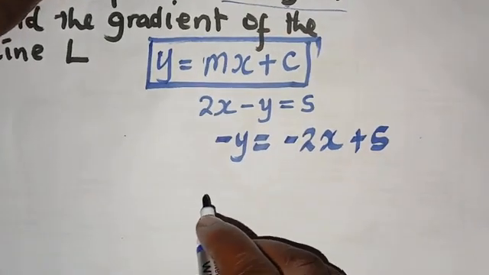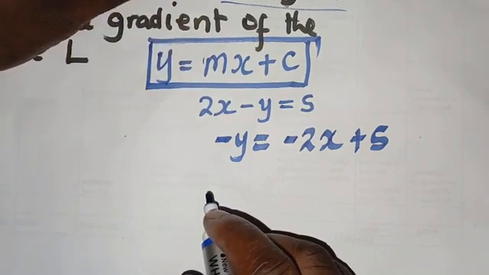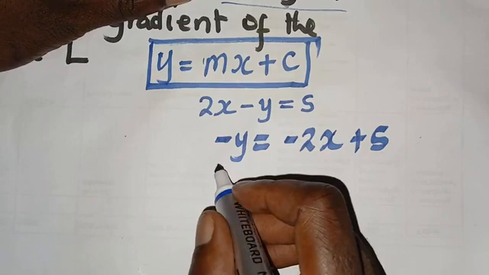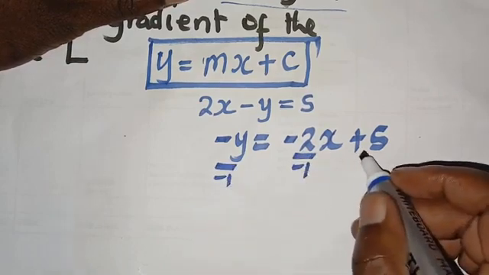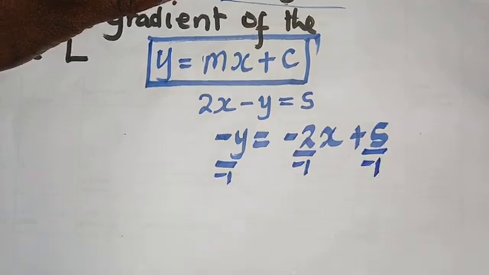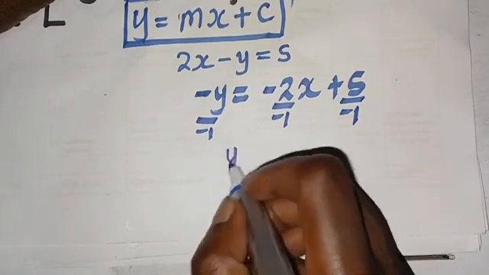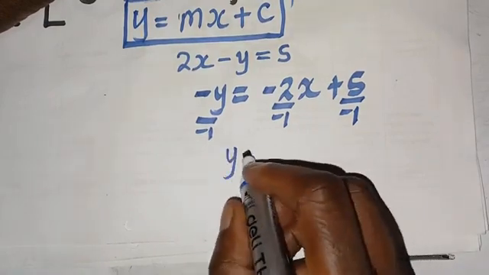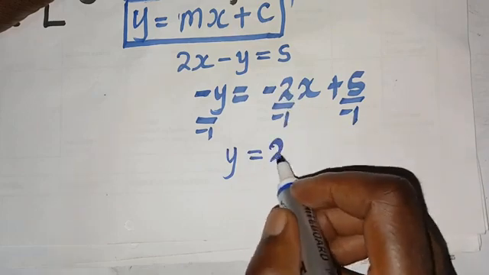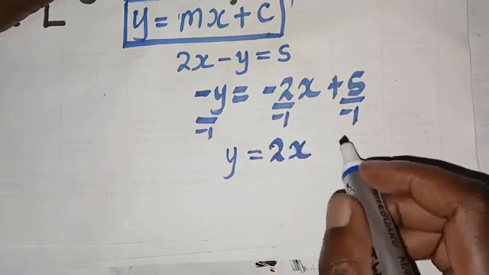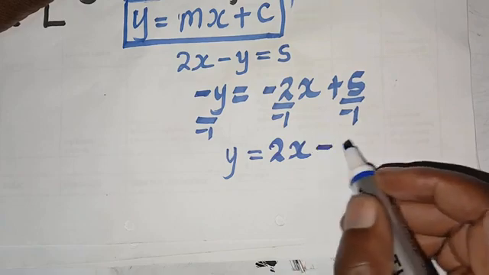I hope we are together so far. Remember, I've said we need to write the equation in this form. So we will be dividing both sides by -1, here also by -1, this side by -1. Once we have done that, here we are going to remain with y is equal to -2 divided by -1. This is going to give us 2x. This is positive 5 divided by -1. This is going to give us a minus 5.